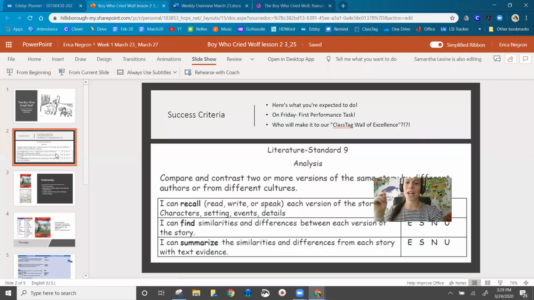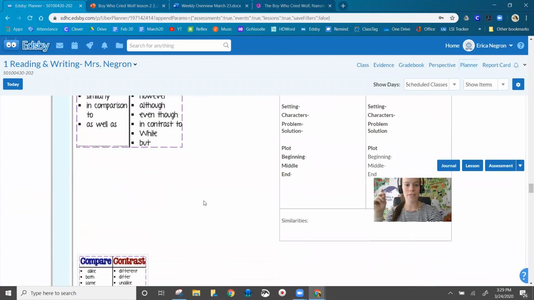Remember, on Friday, you will have your performance tasks. So go ahead and focus on that. I think that's all I have for you.